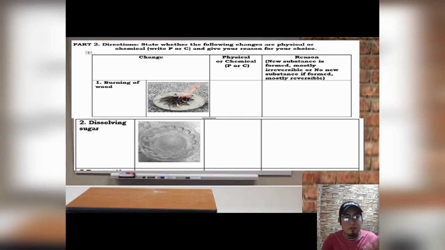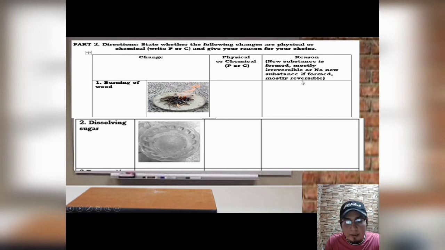Okay, for example, based on napanood nyo, okay, we're going to identify whether it is physical or chemical change, then yung reason. So, pag sinabi nating physical change, no new substance is formed. So, kapag sinabi nating physical, no new substance is formed. Okay, mostly it is reversible.